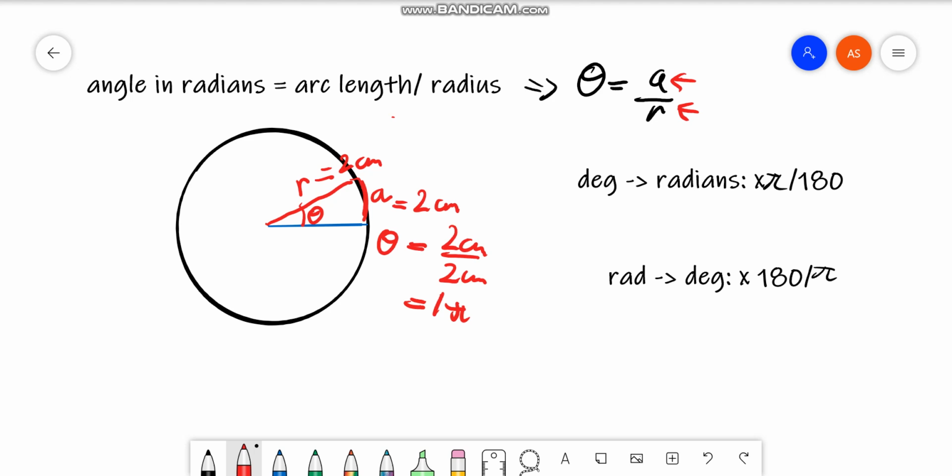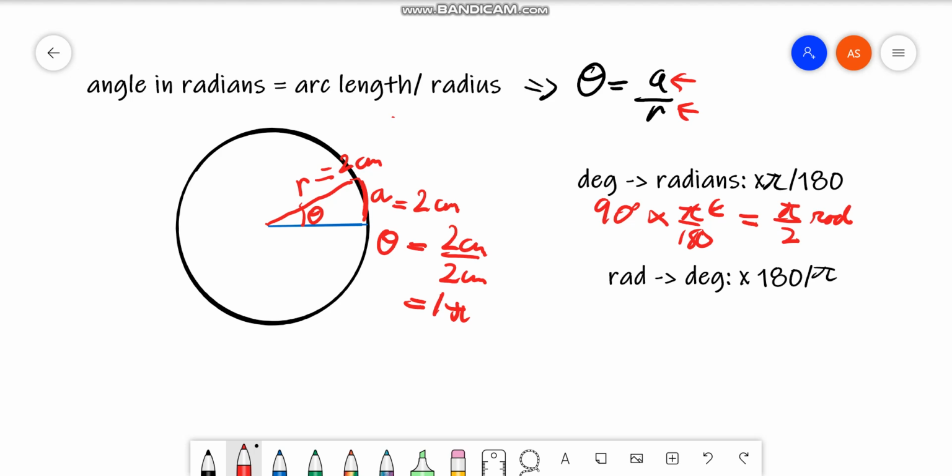So to convert from degrees to radians, you multiply by pi over 180. If you have 90 degrees, you multiply it by pi over 180, and you just leave the pi as it is. So it'll be pi over 2. So 90 degrees is pi over 2 radians.